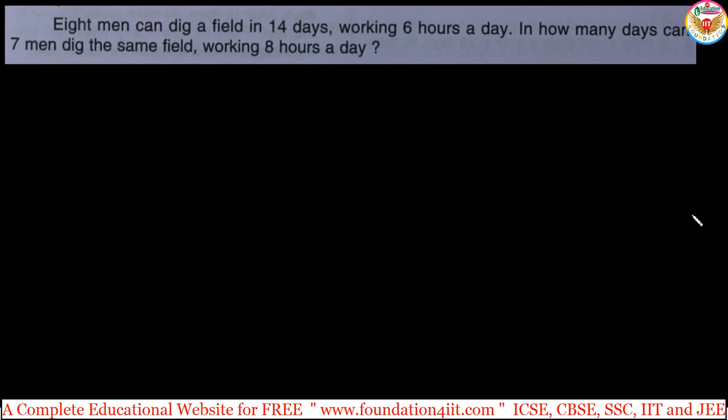Okay, so here is the question. This question I'll explain using the arrow method. The problem is here. 8 men can dig a field in 14 days, right? Working 6 hours a day. In how many days can 7 men dig the same field working 8 hours a day together?